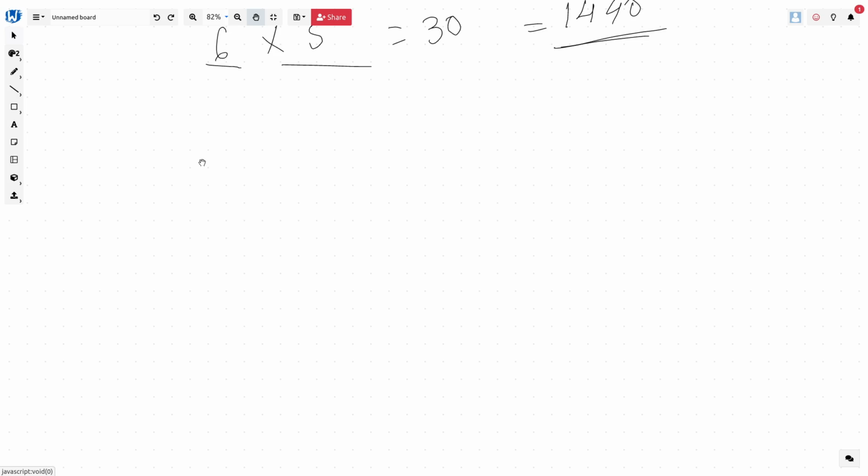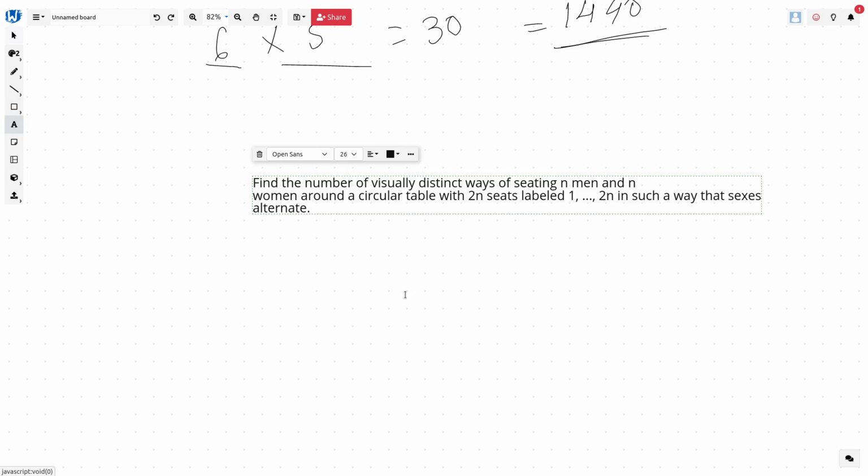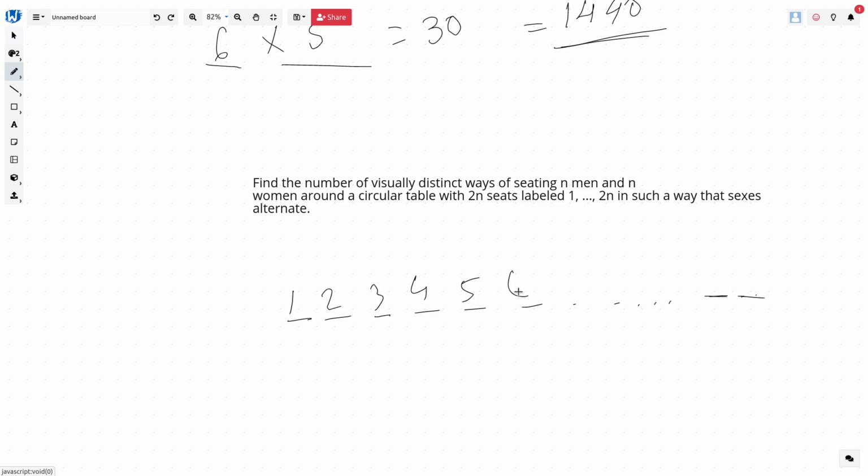Right, find the number of, okay, we'll just copy and paste here so that you read it properly. Find the number of visually distinct ways, please note, distinct. So we have to fill these distinct places, which are labeled 1 to n. So we have this number of places which is up to 2n, right? It is 1 2 3 4 5 6 and so forth till 2n. Ways of fitting n men and n women around a circular table with 2n seats such that the sexes alternate.